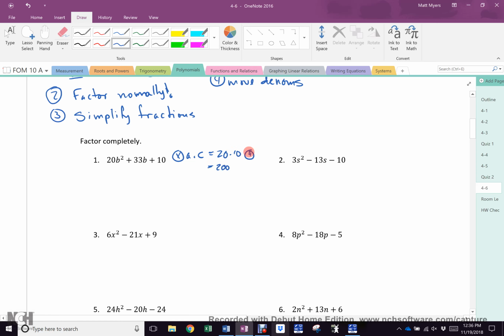And I got to add to what? 33. Is it 1 and 200? Is it 2 and 100? Is it 4 and 50? Is it 5 and 40? Is it 8 and 25? Yes. So, have I done the first step? Yes. Now I got to factor normally. 8 and 25. So it's b plus 8 and b plus 25. But why did I know it was 8 and 25?